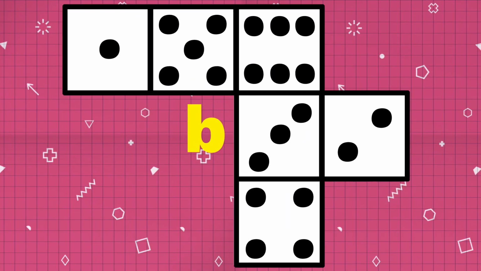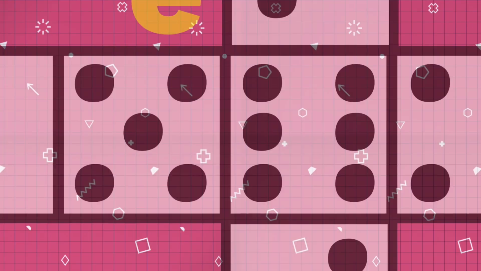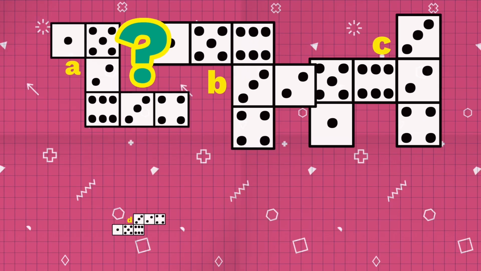This problem is all about dice. A die is a cube, and like all cubes, it has 6 square faces. Any cube can be opened out into a net made up of 6 squares. But which of these nets can fold up into a cube?